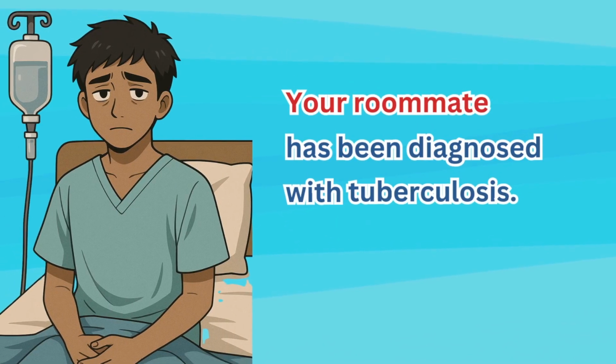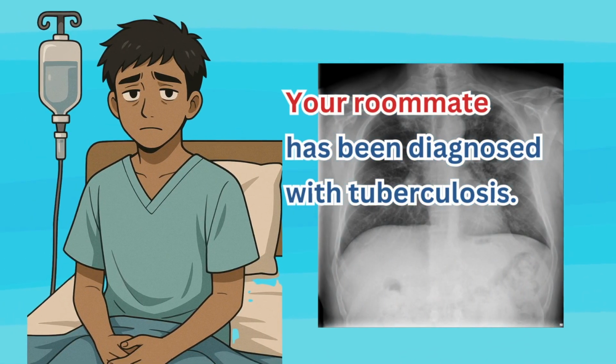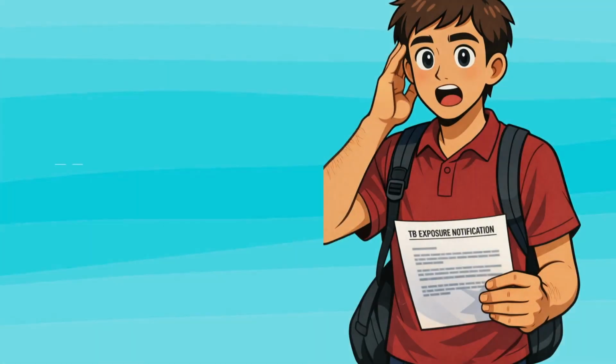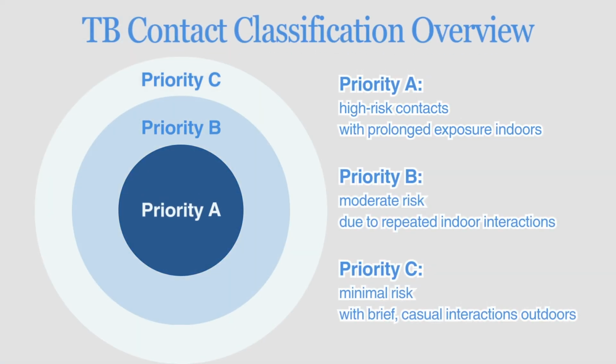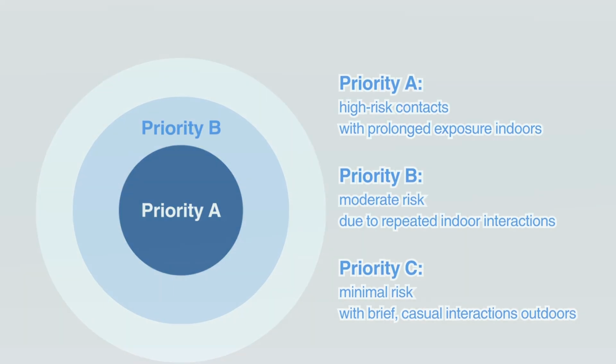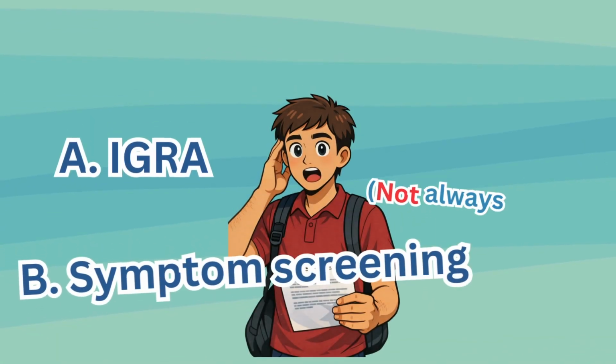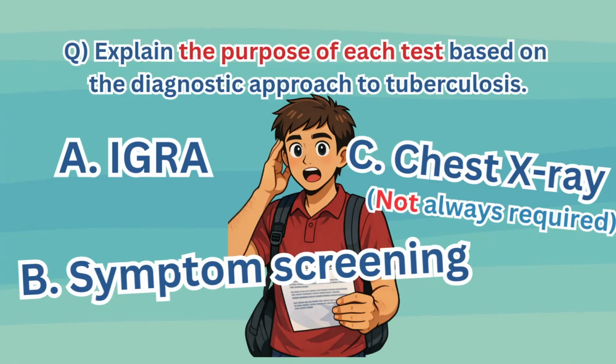Your roommate has been diagnosed with tuberculosis. You are identified as a priority A close contact. At this point, you are immediately evaluated with IGRA, symptom screening, and a chest X-ray. Explain the purpose of each test based on the diagnostic approach to tuberculosis.